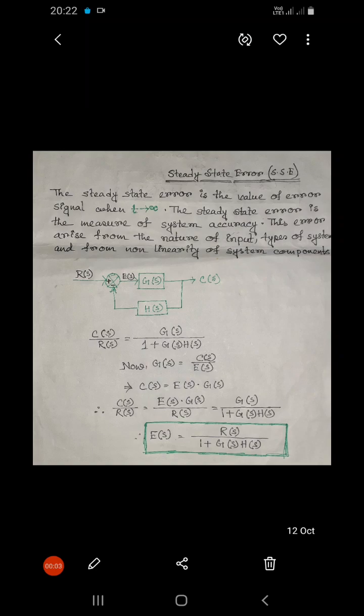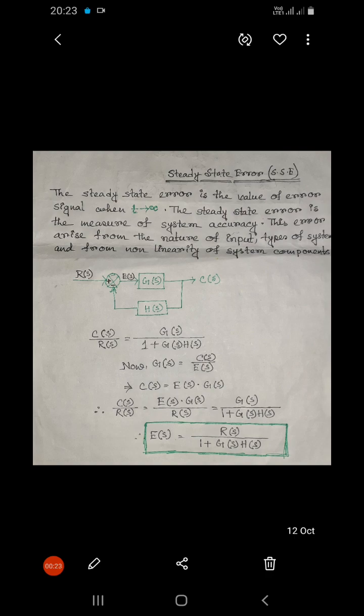Hello student, in this lecture we are going to start steady state analysis of the control system. So first of all we are going to discuss steady state error. This steady state error is a very important topic in control system.